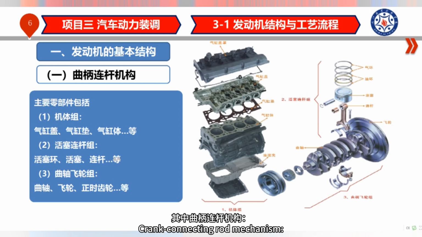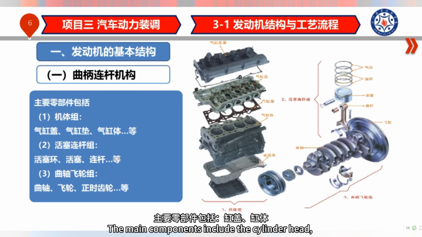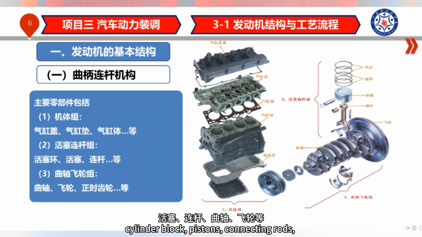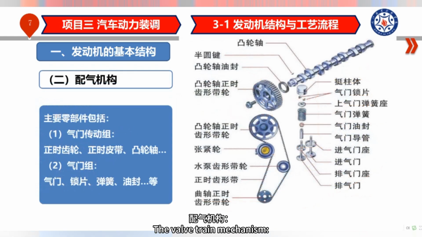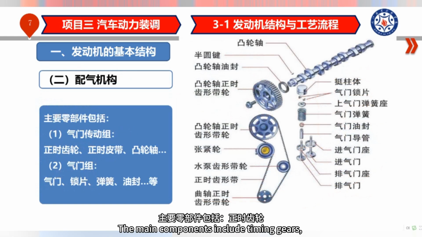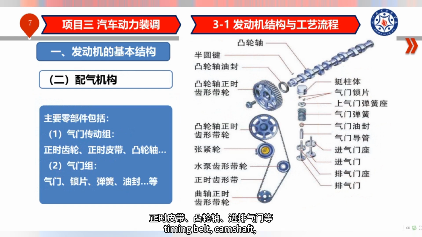Crank connecting rod mechanism. The main components include the cylinder head, cylinder block, pistons, connecting rods, crankshaft, and flywheel. The valve train mechanism. The main components include timing gears, timing belt, camshaft, intake valves, exhaust valves.